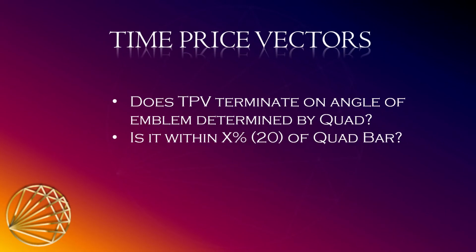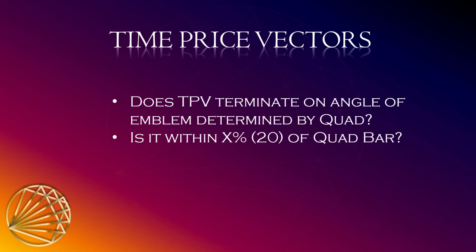So how do we use the time price vector numbers to see if there's going to be a reversal at D? The first thing we have to ask ourselves is, does the time price vector terminate on an angle of the emblem determined by the quad? Remember, the tip of the quad will be pointing to one of the angles. We just have to confirm, if we put our cursor over that angle to see what the time price vector number is, are we getting a 100% number anywhere on that line? It doesn't matter where, we're just looking for anywhere.